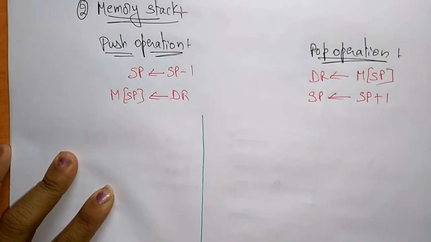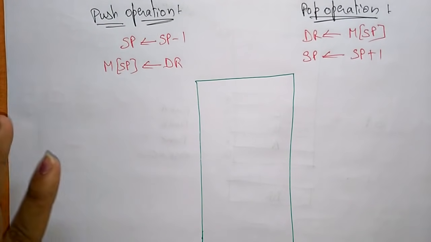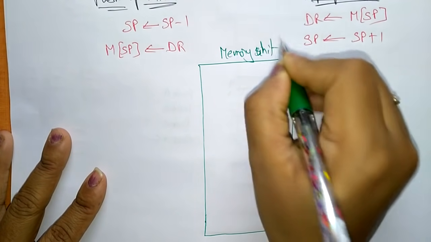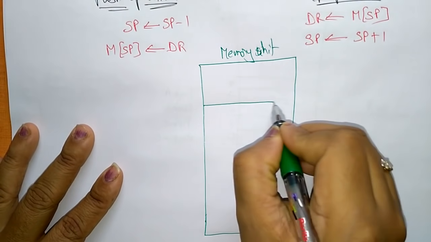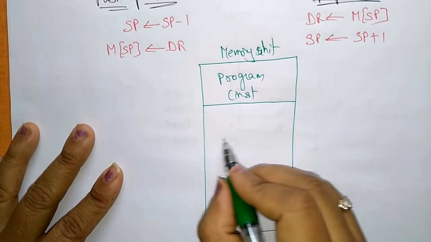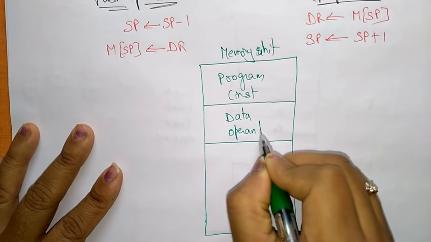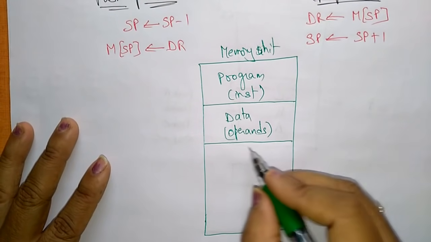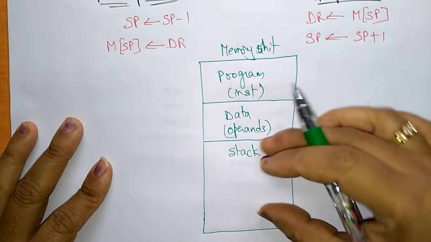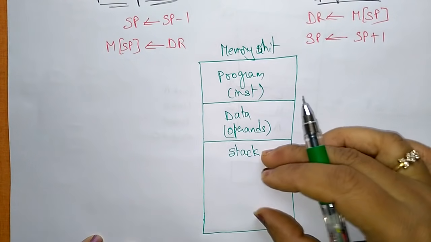Here you can see this is a memory unit. When compared to the register unit, the memory unit stores a large amount of data. We are talking about the memory stack. In the memory unit, first you have the program instructions, then the data, meaning the operands that will be used, and then the stack. The total memory unit is divided into three parts: program instructions, data operands, and the stack.